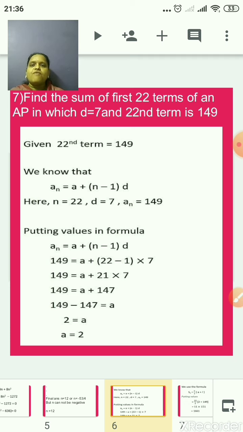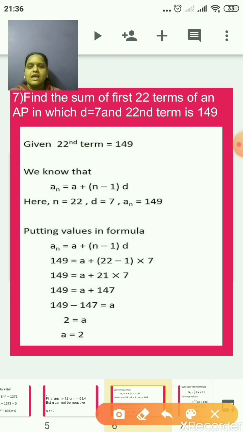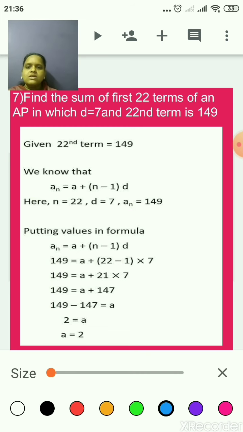Let us see. Find the sum of first 22 terms. So we want to find S22. Now what is given? In this case, the given part you can see over here is d equal to 7. Find the sum of 22 means your n equal to 22. And an equal to 149. Why? That is the 22nd term. That means A22 is given as 149. Correct?